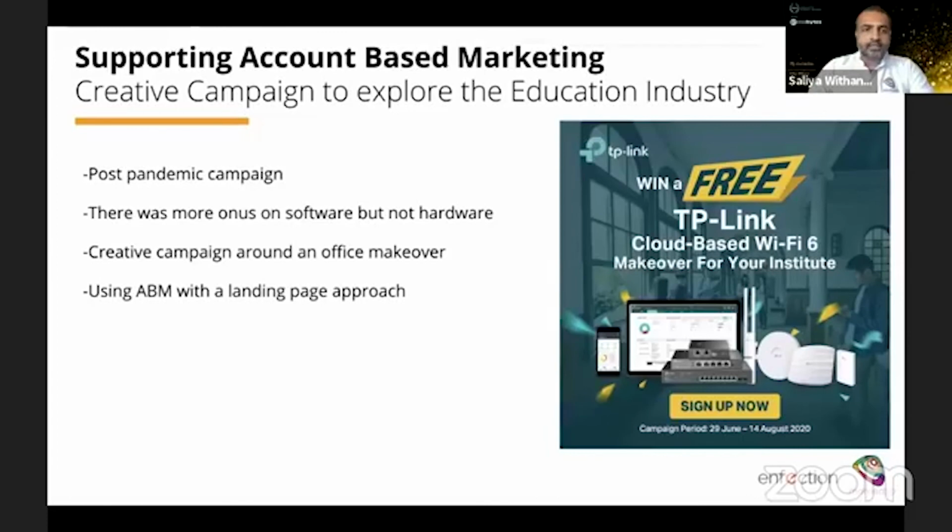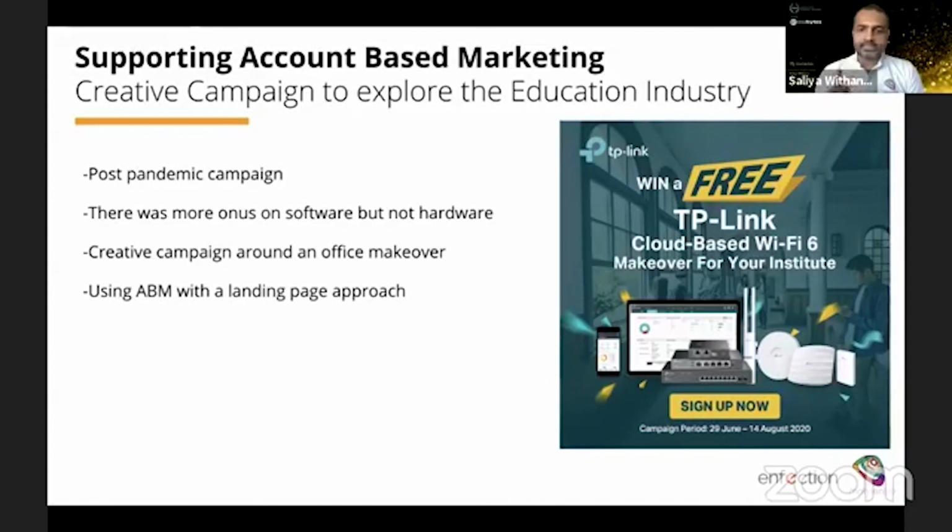And finally, TP-Link. All of you know, what happened after the pandemic was there was a lot of boom. There was a lot of discussion about software buying. People were investing in software, but the hardware part was kind of forgotten. So TP-Link wanted to explore the education industry. We worked with them on a lead gen campaign, which was more of an account-based marketing campaign, or ABM campaign, where we looked at certain accounts they wanted to be in. The main catalyst was actually their site. We also added an additional competition where there was a makeover for their institute.